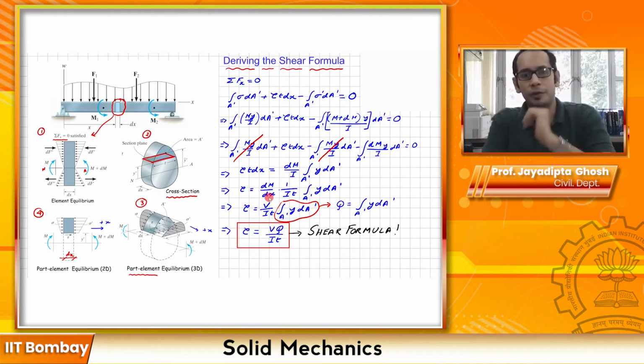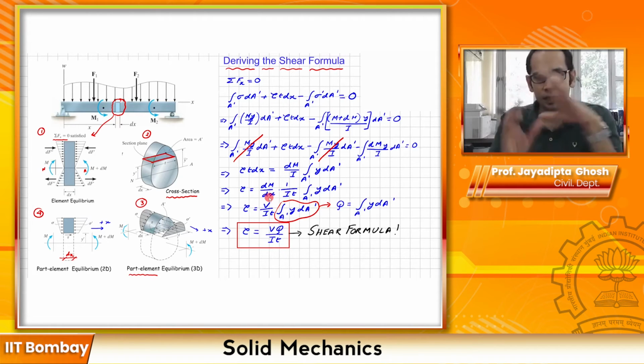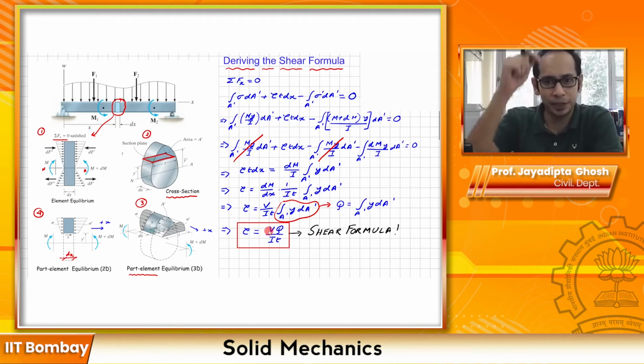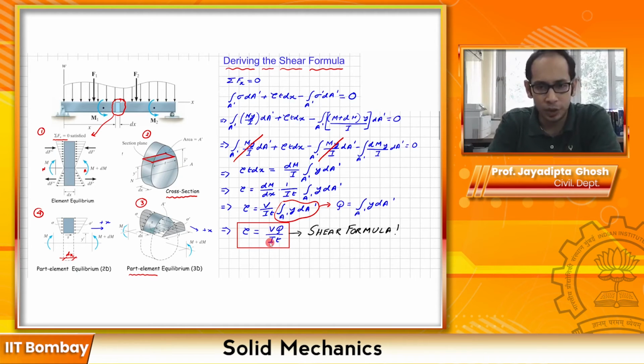Now, a couple of things. Let's now dissect this equation and see what all we have. So tau equals VQ divided by It, where V is the applied shear force that we have, right? So that is clear. Let's go to the denominator. I is the area moment of inertia of the entire section. This is important, for the entire section.